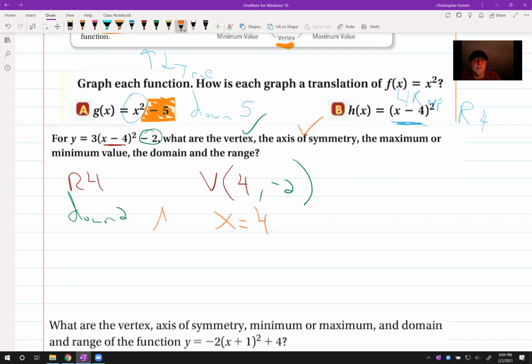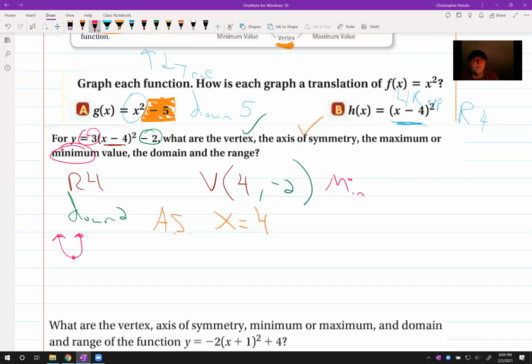Okay, so I might say axis of symmetry, the maximum or minimum value. So here we're going to key in on the very beginning here. This is +3. So if it's +3, that means it opens up. So I'm going to draw a picture of that. And if it opens up, then it clearly has a bottom. So that means it's going to be a minimum value.